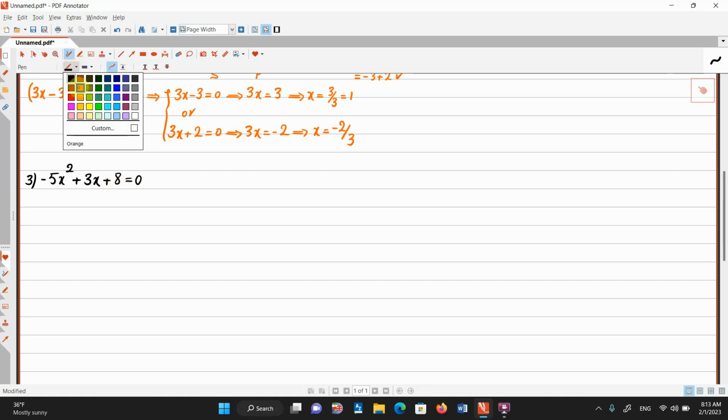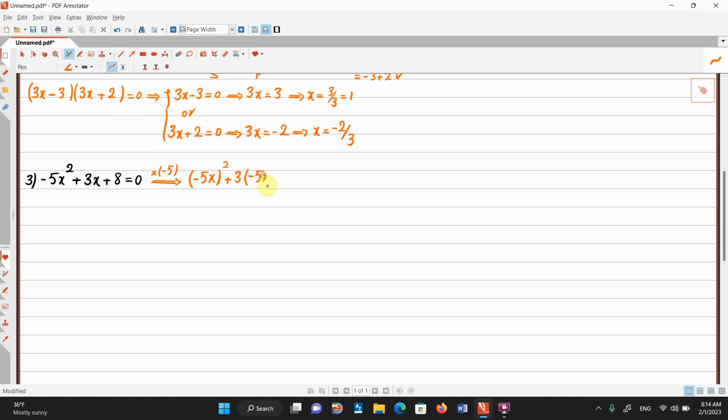The first method is multiplying all the terms by negative 5, the main leading coefficient, I mean this number. If you multiply the terms by negative 5, you can have negative 5x whole to the power of 2 plus 3 times negative 5x minus negative 5 times 8 makes negative 40, which is equal to 0.